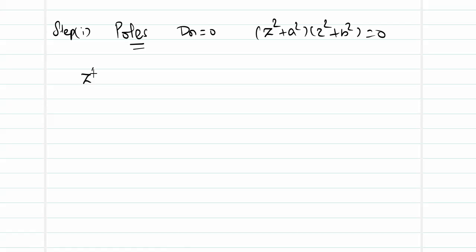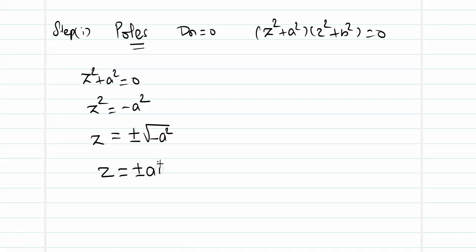What is our step 1? It is to identify the poles, which is got by equating the denominator to 0. The denominator is z square plus a square, z square plus b square, equal to 0. When I equate z square plus a square to 0, z square will be equal to minus a square, so z will be equal to plus or minus a times i. So I have got my first set of poles.